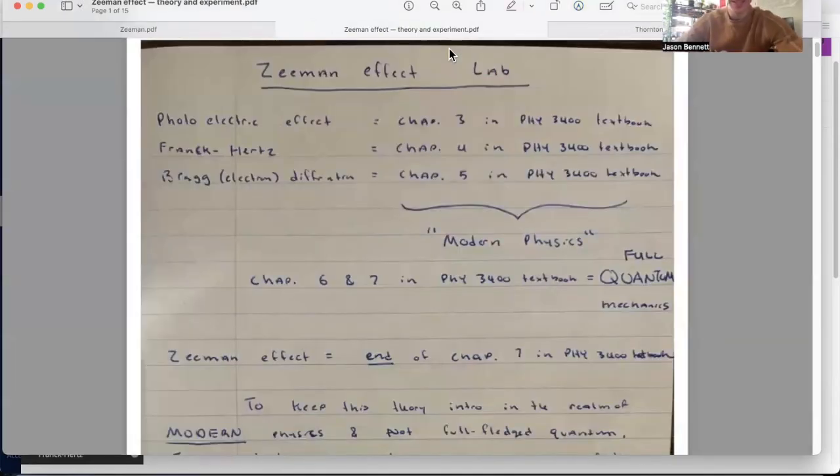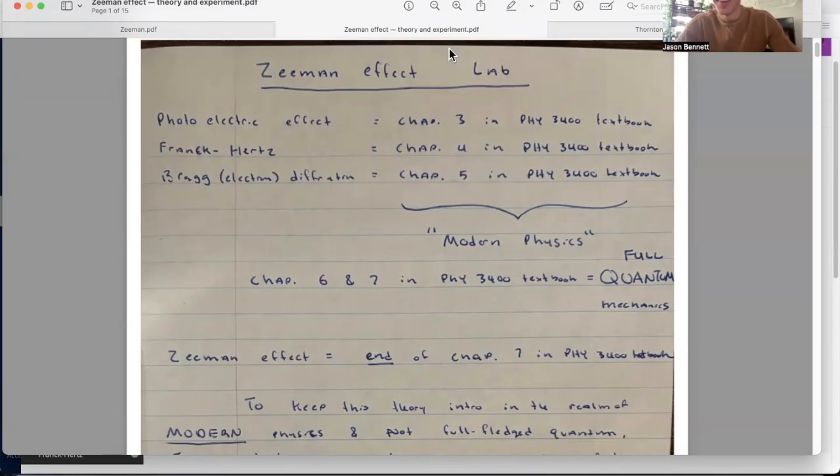Now, unfortunately, this lab takes a pretty big gap. So, photoelectric, chapter 3 in our textbook, Frank Hertz, chapter 4, Bragg, electron diffraction, chapter 5, all modern physics. You don't need the full quantum mechanics treatment for this lab, technically you would.